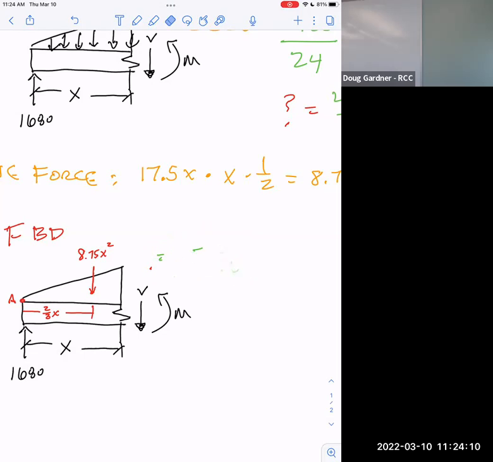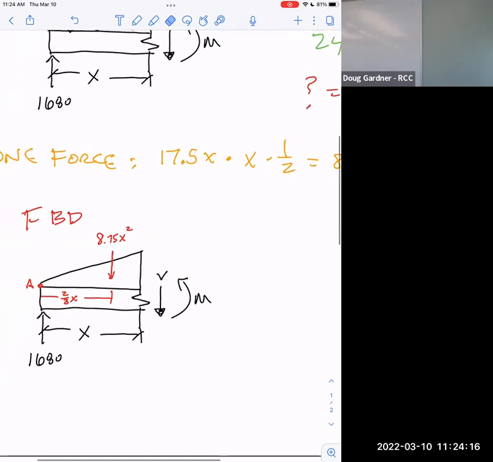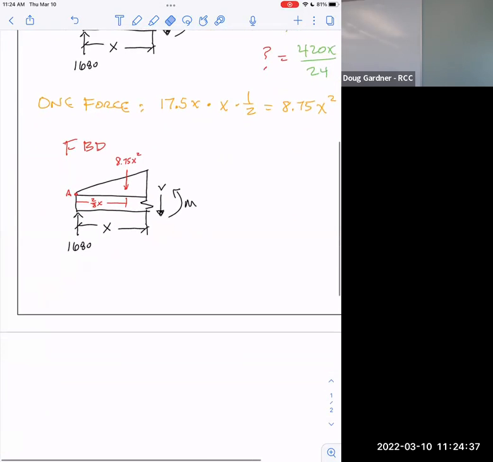So let me move this more. It's okay up above. So now this has got everything in it. It's got my one single force, 8.75 x squared. It's 2/3 of the way in. It's got V, it's got M, it's got the original 1680. And now I've got everything I need to start calculating the shear and the moment. So let's tackle the shear first.